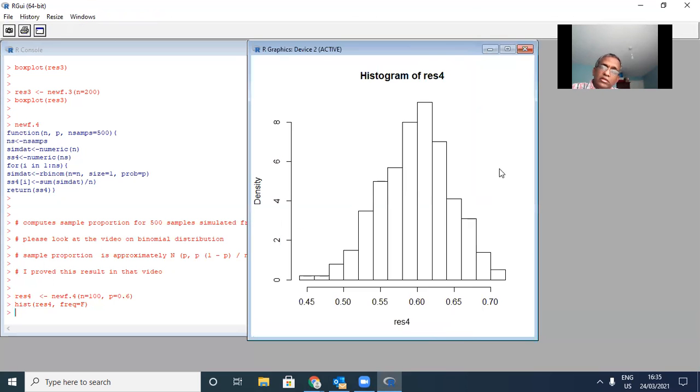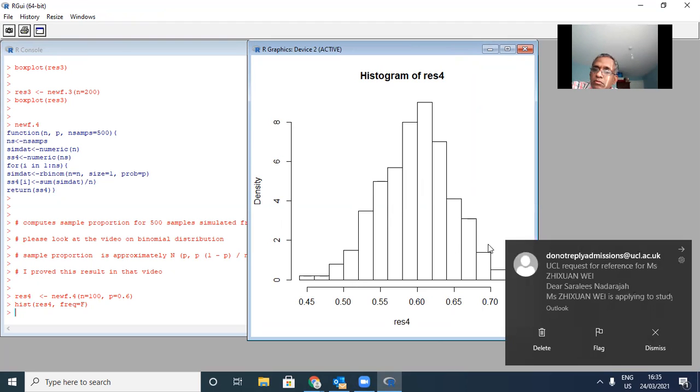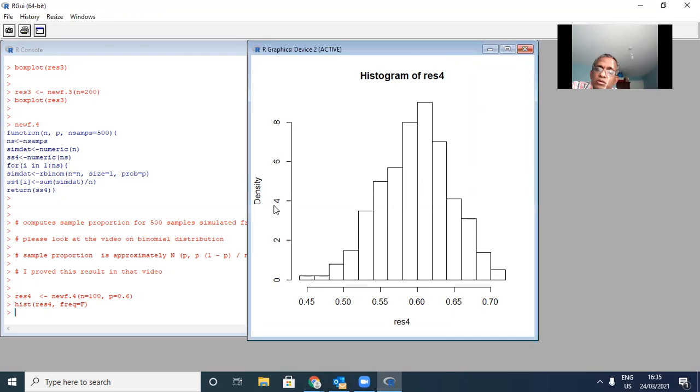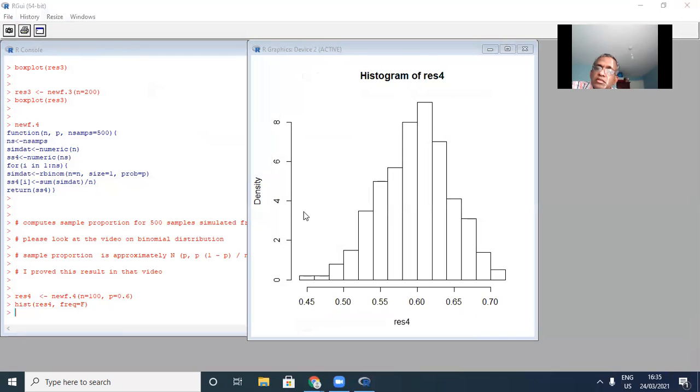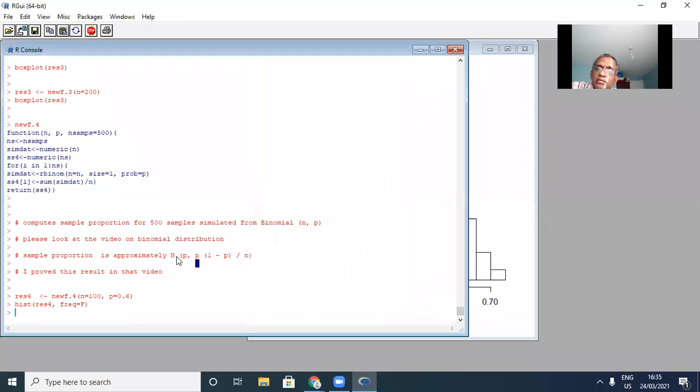And this is what you see. So what you see here is the distribution of the simulated values of sample proportion. And according to the theory, this histogram should match the normal distribution with these parameters, right? Okay, so that's what I'm going to show you now.